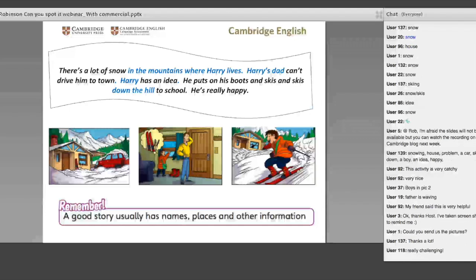Okay, so the boy's name is Harry. I've given him the name Harry. And I've said where his house is, and I've said where he's going and where he has to go down the hill. So a good story usually has names and other information.